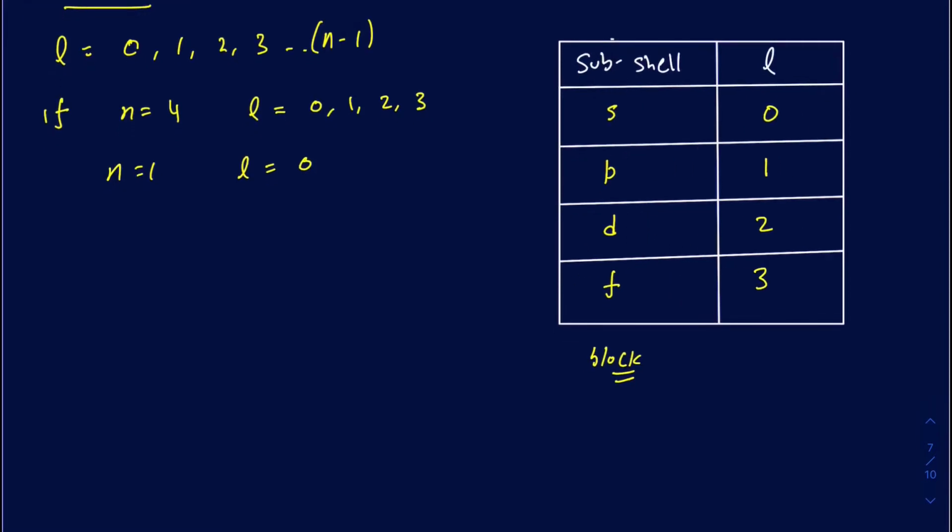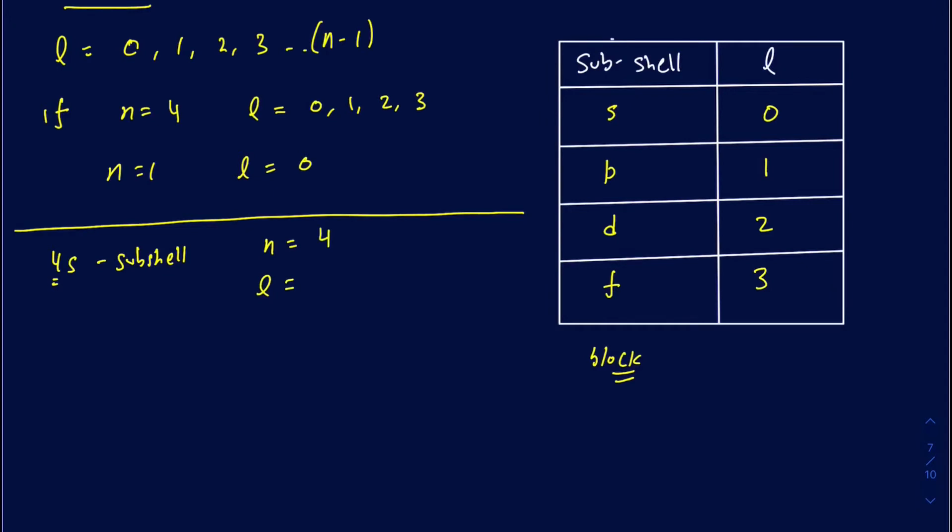Okay, so let's look at a question here. Suppose I have an electron that's in 4s subshell. My job is to figure out what the n value is going to be, and what the L value is going to be. The n value is always going to be represented by the number you have in the front. In this case, you have 4. So the value of n is going to be 4.